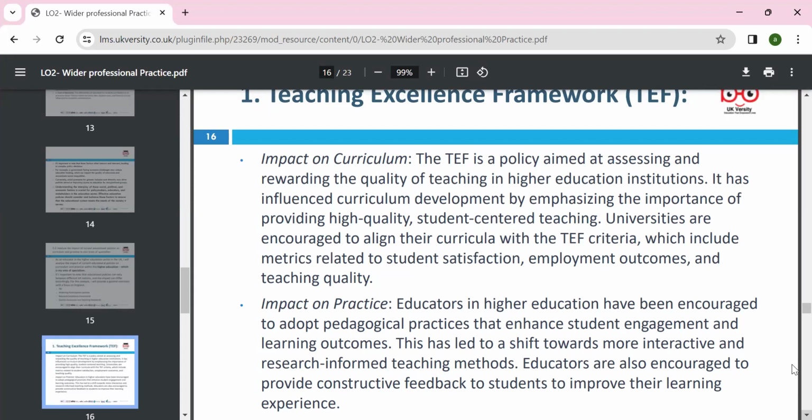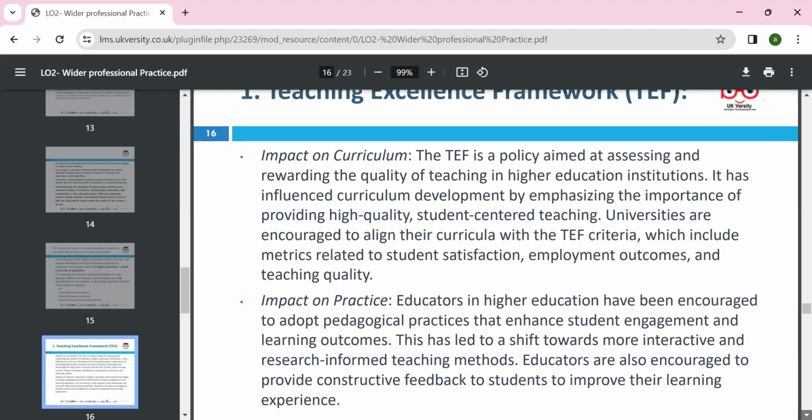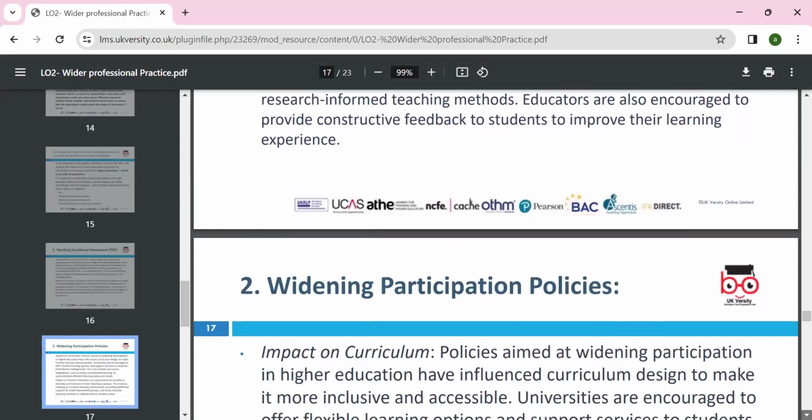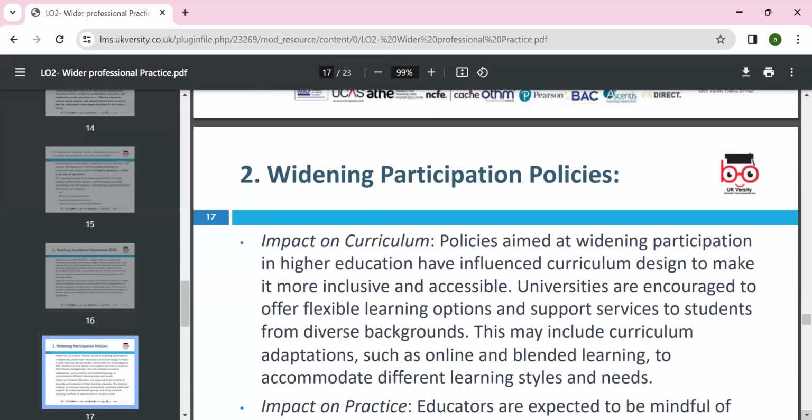So, impact on practice. Yes, educators in higher education have been encouraged to adopt pedagogical practices that enhance learning. A lot of it is that we need a more learner-centered approach, more independent learning, embedding more research in teaching, constructive feedback, improving the learning experience, and widening participation policies.